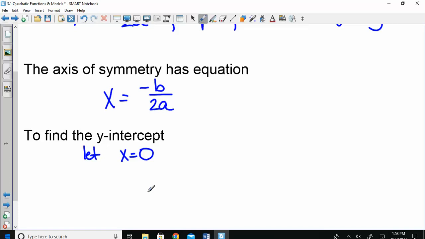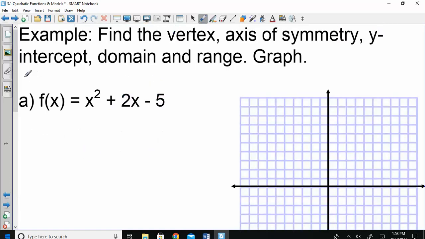So I have a few of these on here. We're probably not going to do them all. We'll try a couple, and then we will be ready to stop for the day after we do just a few of these. Okay. So I'm asking you all kinds of questions here. Vertex, axis of symmetry, y-intercept, domain, range, graph it. So we're going to do maybe A and C.